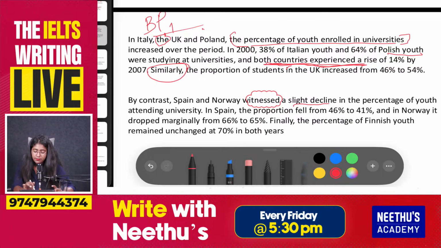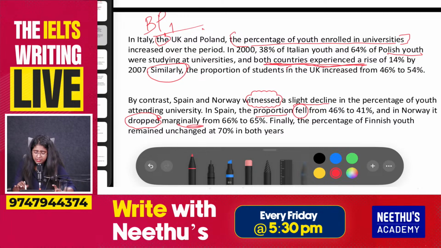In Spain, the proportion fell from 46% to 41%. They've just simply said "proportion." And in Norway, it dropped. So here they use the word "fell," and here they've used the word "dropped," marginally from 66% to 65%. Marginally means it was a small decline.